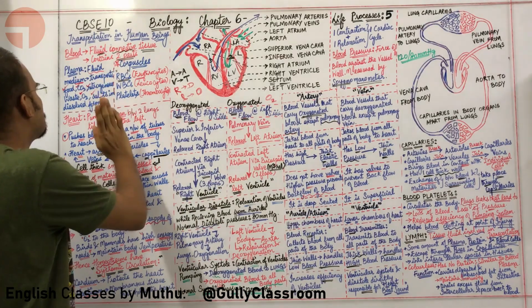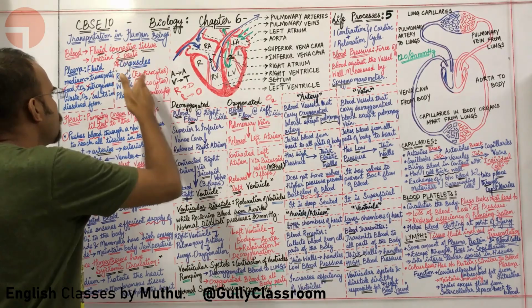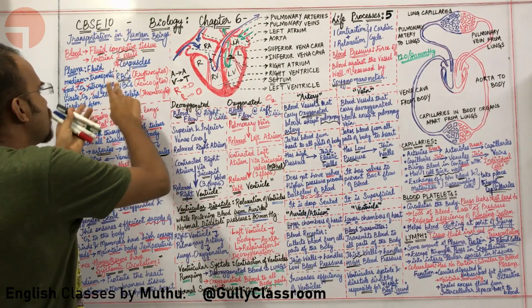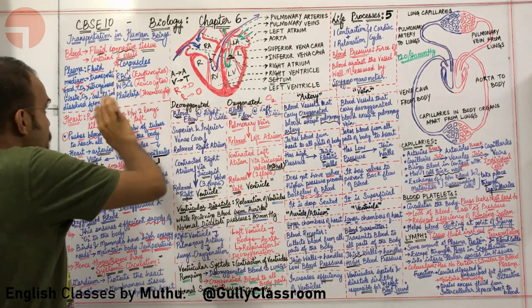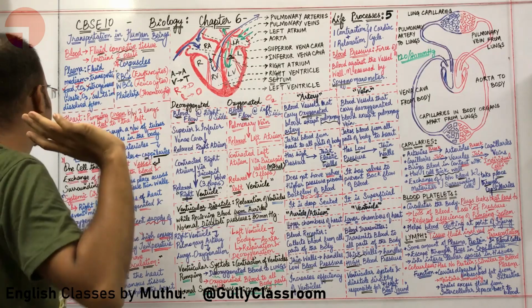So blood contains two parts. We know what is plasma, we know what is corpuscles, we know what are the three types of corpuscles. RBCs, red blood cells, also called erythrocytes. WBCs, white blood cells, also called leukocytes. Platelets, also called thrombocytes.